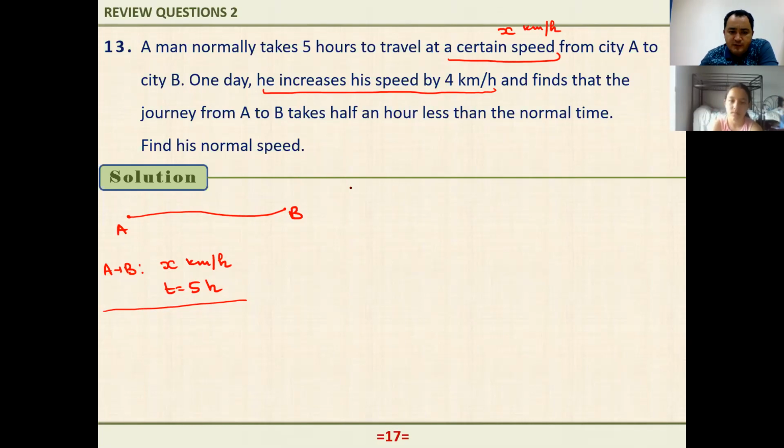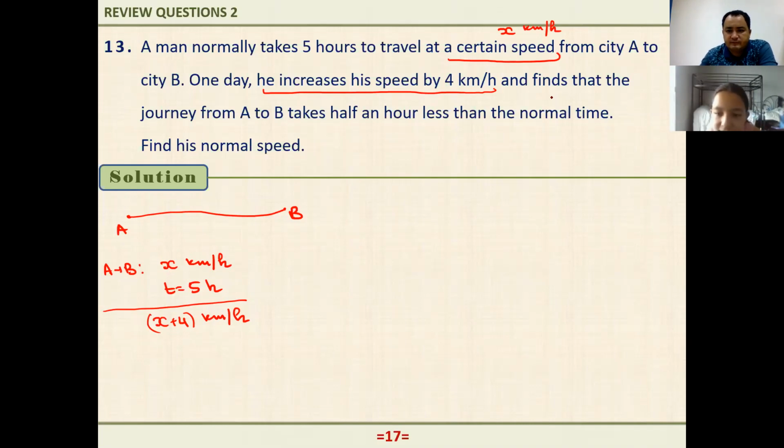So what was his speed? His speed was X kilometers per hour. So if he increases his speed by 4, what will be his new speed now? X plus 4 kilometers per hour. That is his normal speed. One day, maybe he was getting late for his work, so he increased his speed by 4. So his new speed is X plus 4 kilometers per hour. And continue.